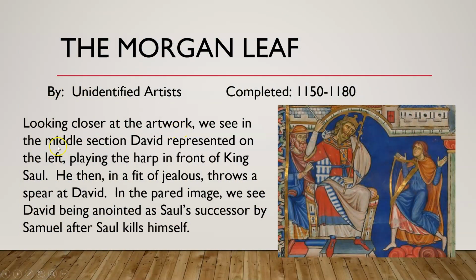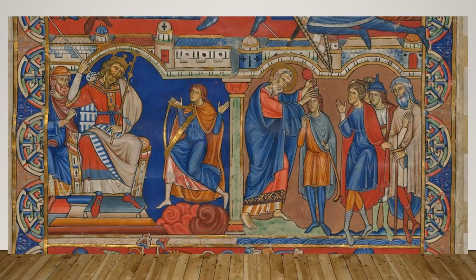Looking closer at the artwork, we see in the middle section David represented on the left. Ta-da, there's David. I guess he got a little older. His hair's a little longer, and he's a little more manly looking. He was playing the harp in front of King Saul. He then, in a fit of jealousy, throws a spear at David. In the paired image, remember they come in pairs, we see David being anointed as Saul's successor by Samuel after Saul kills himself.